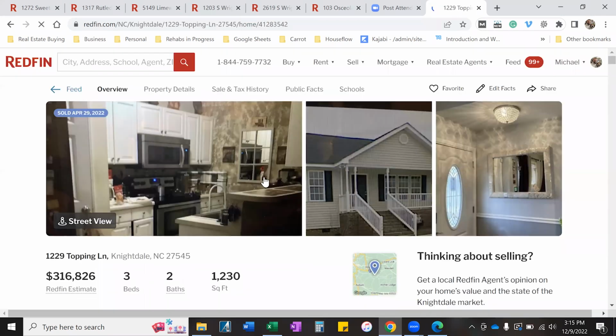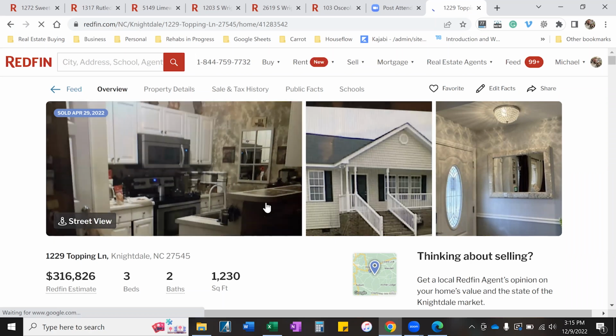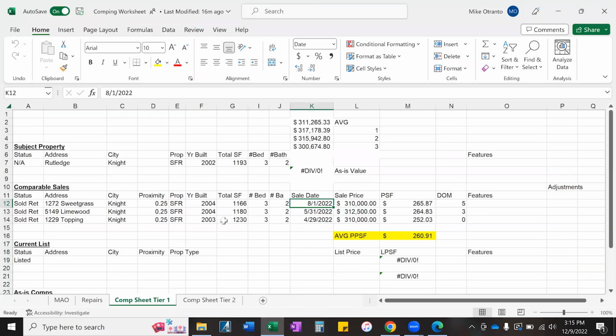That's just me. All right, so it looks like there's some stuff in here that's dated, but the cabinets are in reasonably good condition. It's not a lot of photos here. So now this is 1,230 square feet. So this is larger, and the fact that it's larger will explain why it did sell at that 310. So what we have here is an average price per square foot of $260 per square foot.